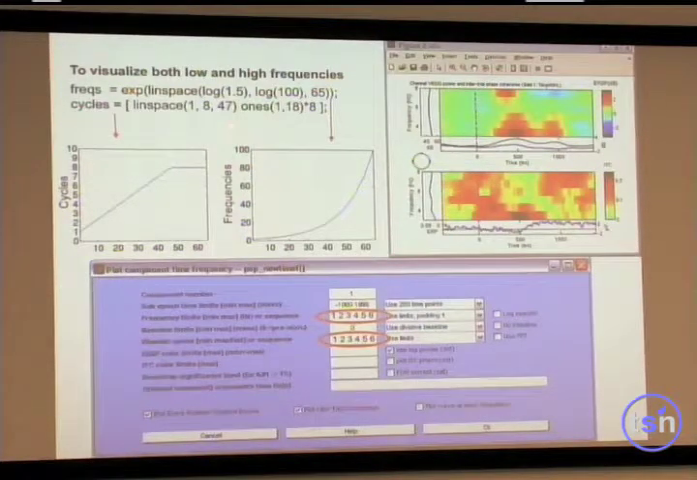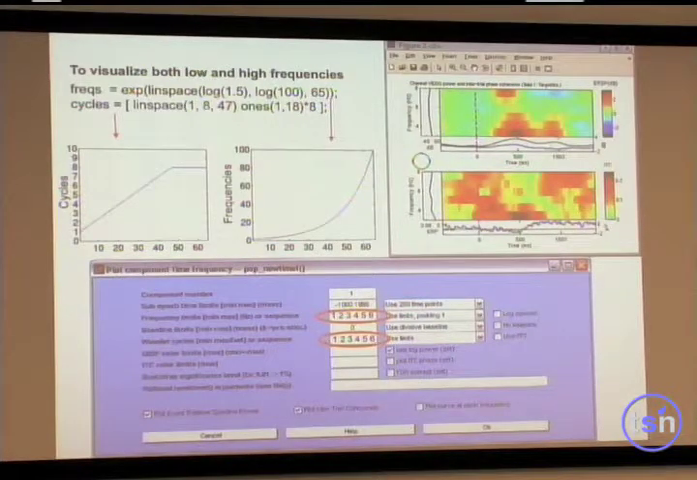I like to plot frequencies in log space because at higher frequencies it's more spread out. So I plot in log space between 1.5 hertz and 100 hertz. I put 65 frequencies log spaced. And then for the number of cycles, I'm going to increase from 1 to 8. So I'm going to use 1 cycle at the lowest frequency. Why? Because at 1.5 hertz, I only want 1 cycle, so I can have some kind of time resolution. If at 1.5 hertz I use, for instance, 10 cycles, I'm going to need 15 seconds of data.